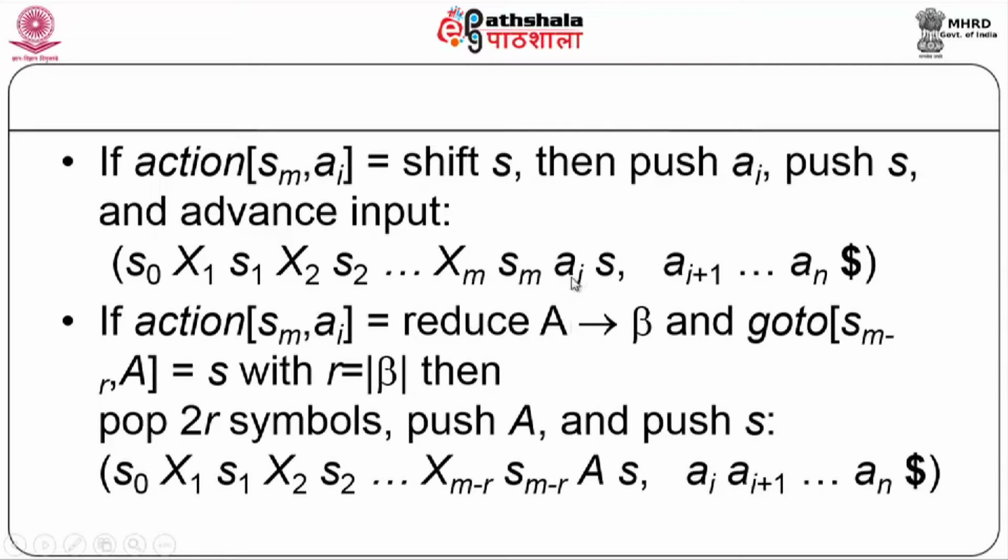When I pop 2r symbols, anyway I have a state, symbol, state, symbol, state. So, that will end up in a state number which is nothing but Sm minus r. I have to push A onto the stack, and then I have to insert goto of Sm minus r comma A onto the stack, which is nothing but the state number S again. In that case, the input pointer does not advance at all, okay, the input pointer remains as it is.